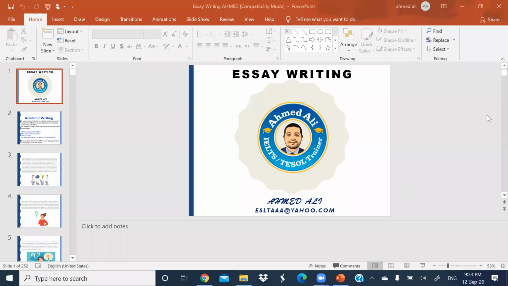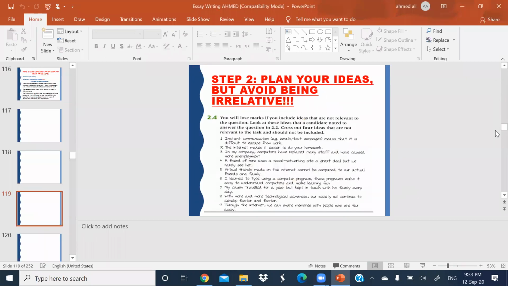Bismillah ar-Rahman ar-Rahim. Today we're going to have, inshallah, a grammar part and a writing part. I'm going to start the first part of the session with the writing section.